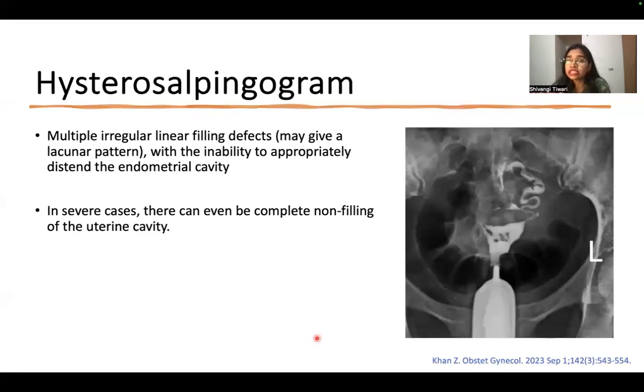Now, suppose HSG is not recommended to diagnose Asherman syndrome, but suppose we did an HSG, and it shows this kind of picture. So what do we find in Asherman syndrome? Multiple irregular linear filling defects may give a lacunar pattern with the inability to appropriately distend the endometrial cavity. That means we find multiple irregular linear filling defects and the whole endometrial cavity does not distend. In severe cases, there can be even complete non-filling of the uterine cavity.